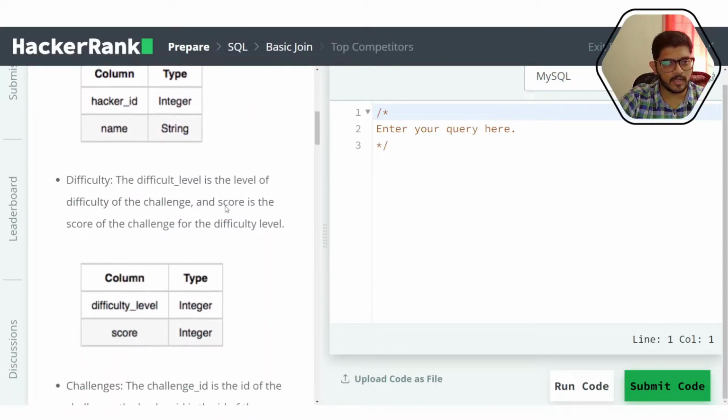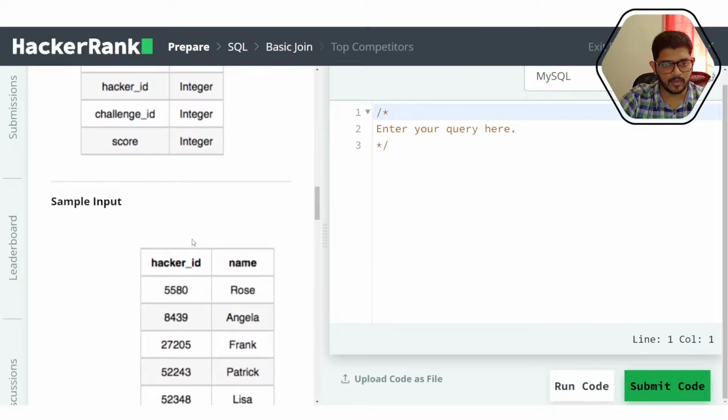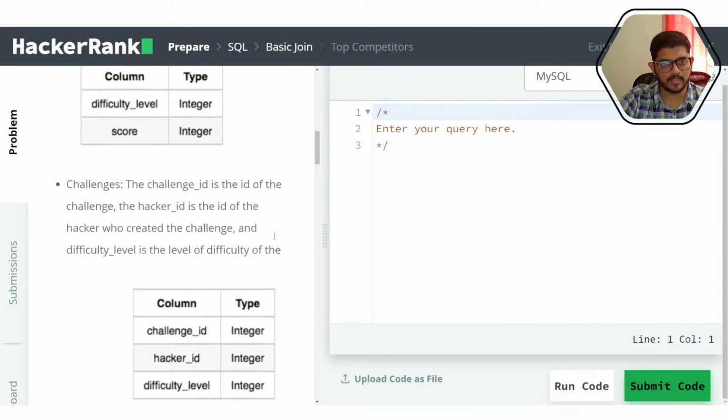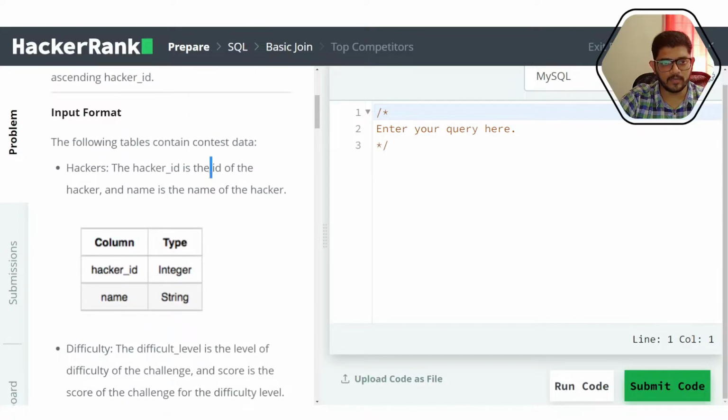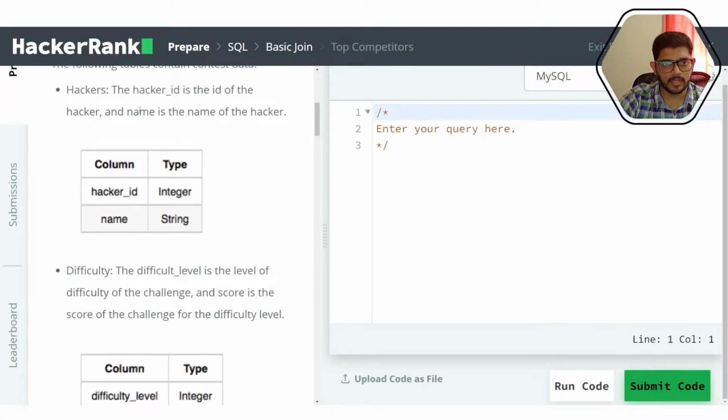So there are 4 tables given. We'll get to these examples later. So there are 4 tables given. Okay, the first table is called hackers. Okay, and what do we have in this table? We have only 2 pieces of information. We have the hacker ID column, which is going to be an integer. And we have name, which is going to be the name of the hacker, which is going to be a string. Okay, so only these 2 pieces of information are there in this table.